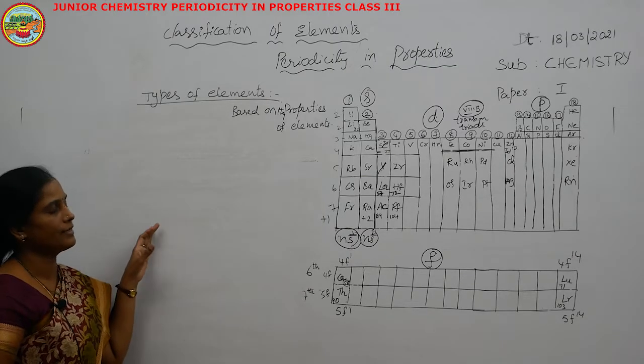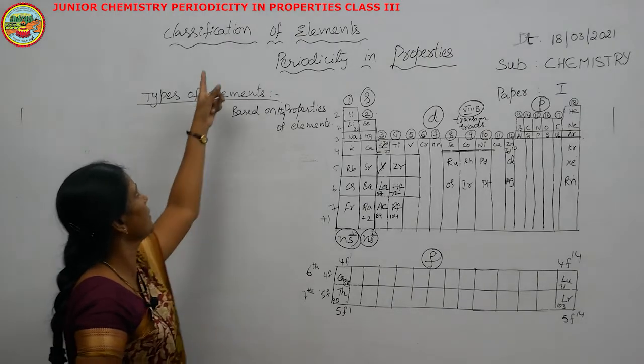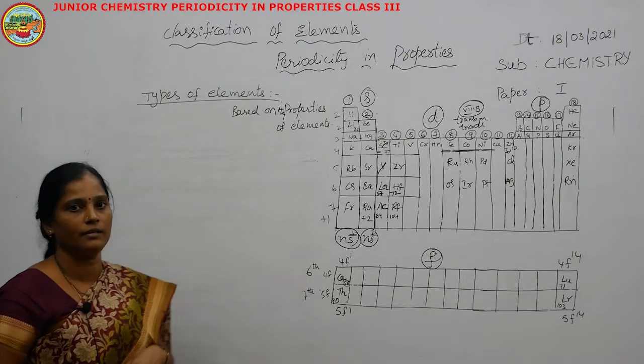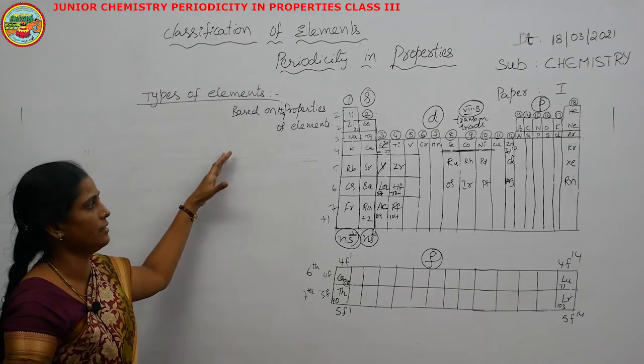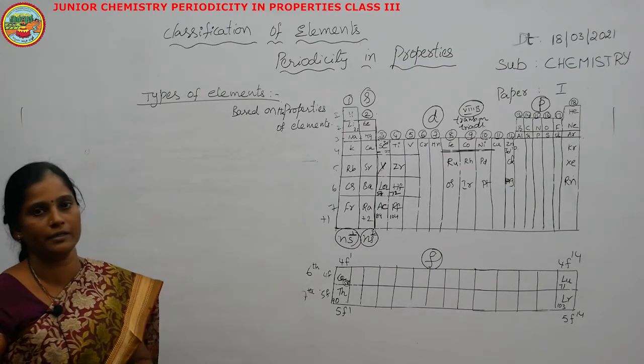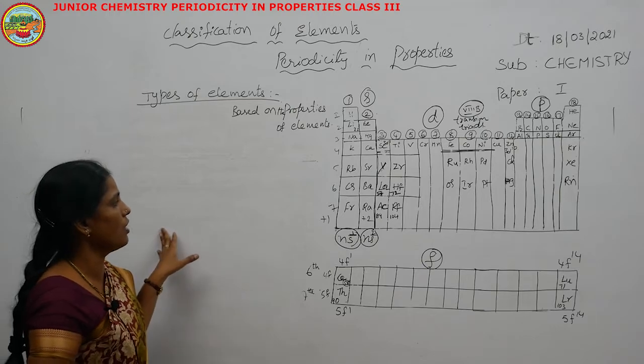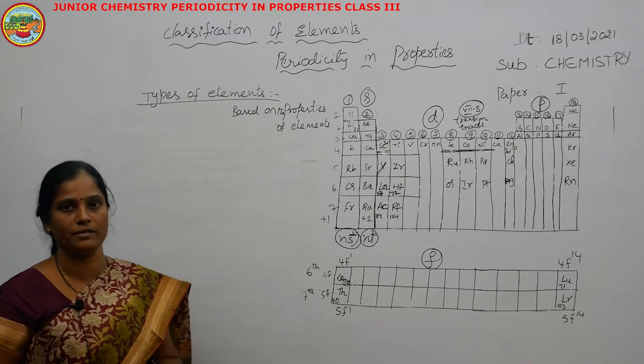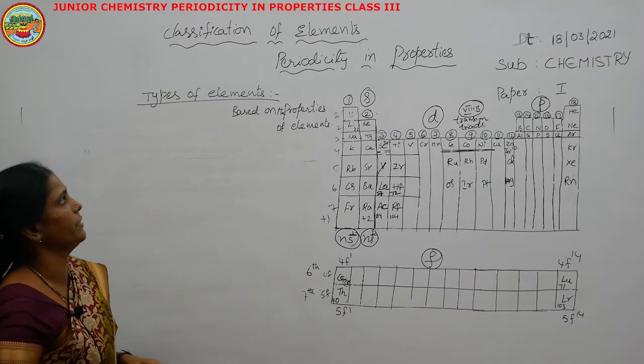So in the last class we discussed the classification of elements. The elements are classified in the long form of the periodic table into 4 blocks and 4 types of elements. That is the classification of elements.